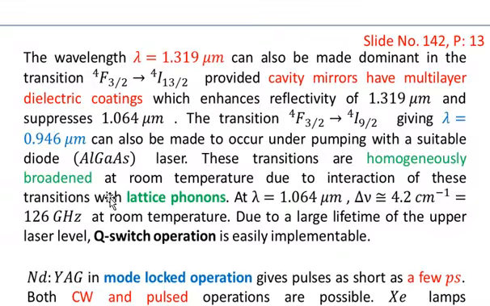These transitions are homogeneously broadened at room temperature due to the interaction of these transitions with lattice phonons. At lambda equal to 1.064 micron, delta nu, that is the width of that line, is nearly 4.2 centimeter inverse. And in terms of frequency, it is 126 gigahertz at room temperature. Due to a large lifetime of the upper laser level, Q switching operation is easily implementable. So since the upper laser level has a very large lifetime, Q switching operation can be very easily implementable.